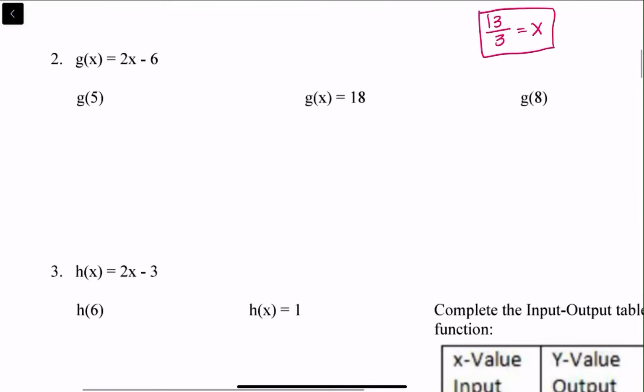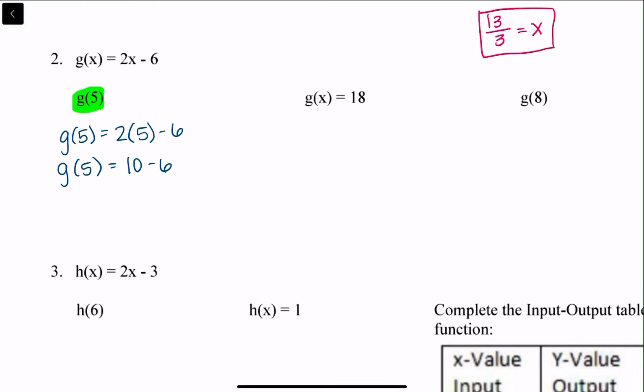All right, now on to part 2, or number 2. This part is g of x equals 2x minus 6. So for the first section of this problem, I have g of 5. I replaced my x with 5, so I'll do that for every x in my equation. 2 times 5 minus 6, and then simplify. 2 times 5 is 10. And 10 minus 6 is going to be 4. So g of 5 equals 4.